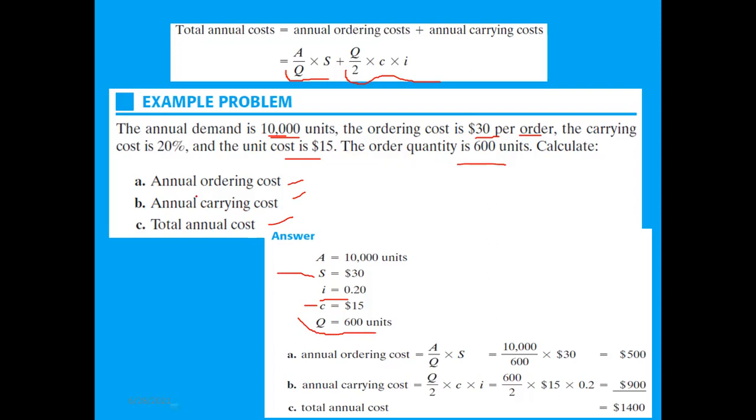Now what is the first thing? Annual ordering cost. Annual ordering cost is equal to the old formula (A by Q) into S. That is 10,000 divided by 600 into 30, that is 500. Annual carrying cost, that is (Q by 2) into C into I. That is 600 divided by 2, into $15 into 0.20, which is $900.